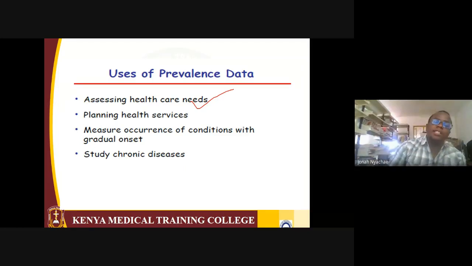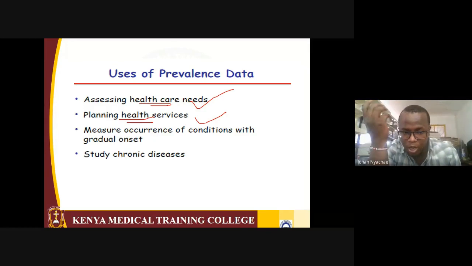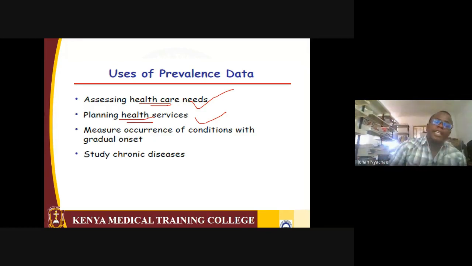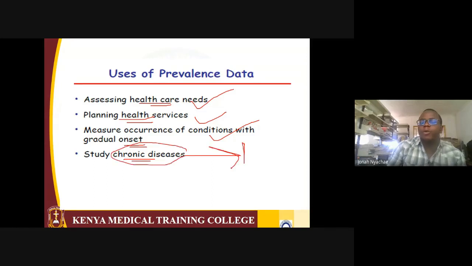So it helps in assessing healthcare needs. It also helps in planning health services, like for the example which I've already told you. And then it also measures the occurrence of conditions with gradual onset. It can also allow us to study chronic diseases. For example, we can say the prevalence of people with diabetes in a particular community is 20%. So for chronic diseases, we can use prevalence data.